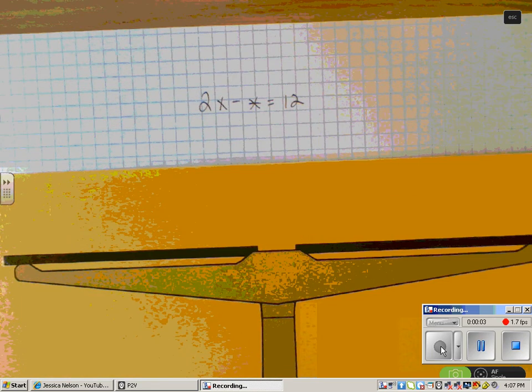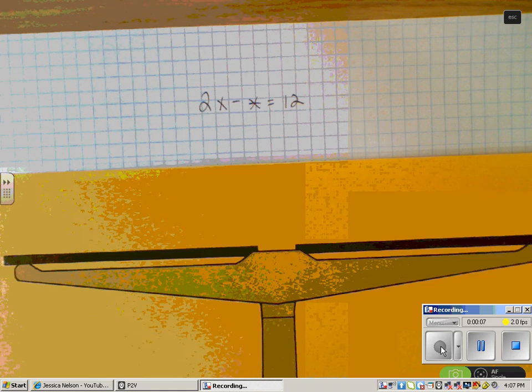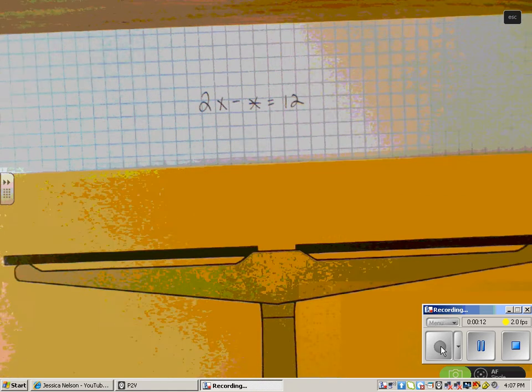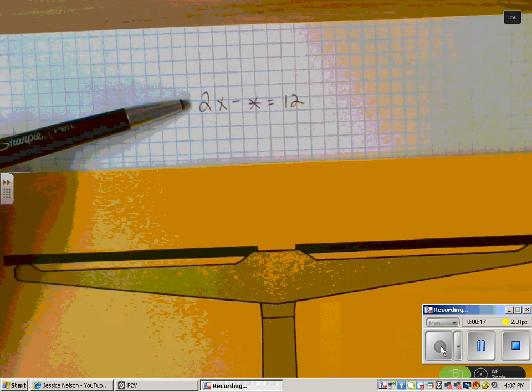This is lesson 14 of level 2. We're going to start with a new challenge for building problems on your scales today. So now our problem is 2x minus star equals 12.